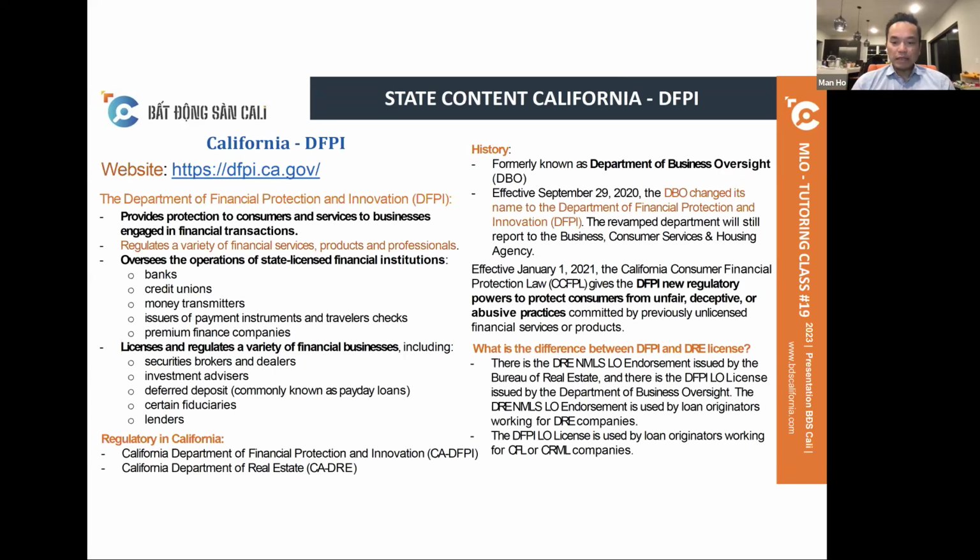The DRE MLO endorsement is for loan originators working for DRE companies or real estate brokers. The DFPI LO license is used by loan originators working for CFL or CRML companies. What's CFL? California Financial Lender. I don't have the acronym here. Let me try. How about CRML?